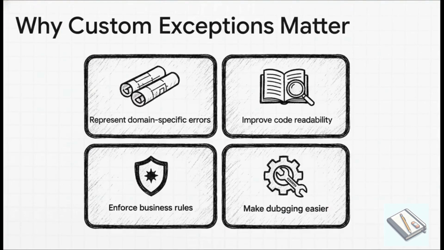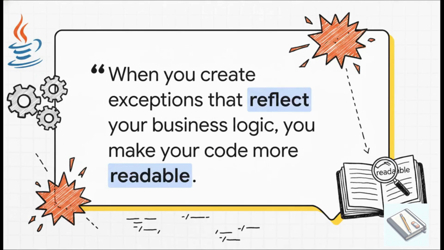Custom exceptions let you create errors that are specific to your world, your application's domain. This makes your code so much more readable, especially for the next person who has to look at it, which might be you in 6 months. It enforces your business rules at a deep level. And all of this makes debugging a walk in the park because the error itself tells you exactly what business rule was broken. And D-Zone puts it perfectly. When you create exceptions that reflect your application's business logic, you make your code more readable. It's basically a form of self-documenting code.